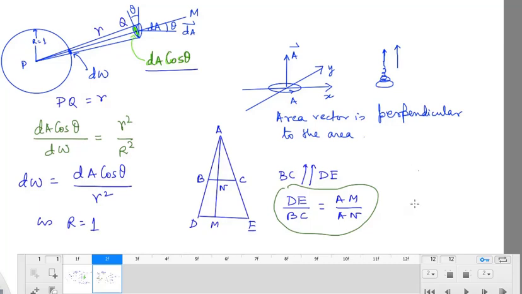So we need this concept very much in the case of electrostatics. We shall be using this. This is a mathematical tool.